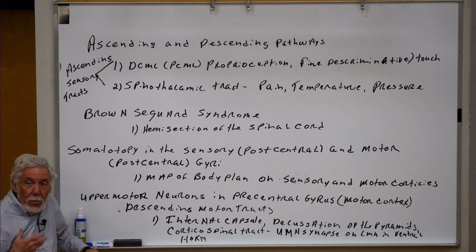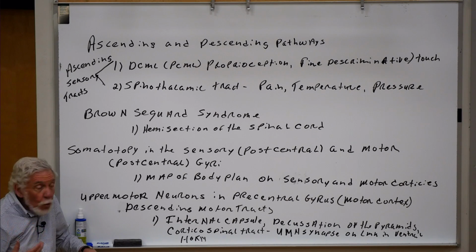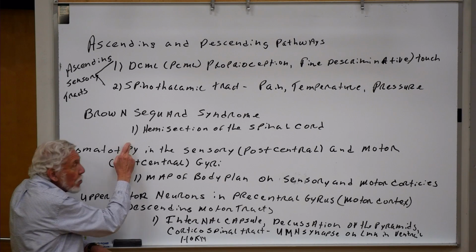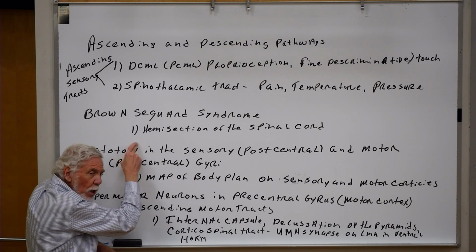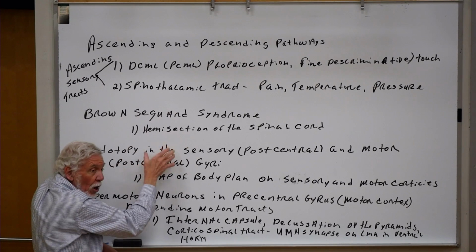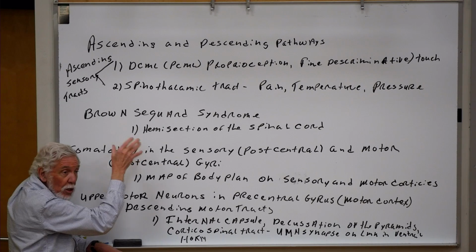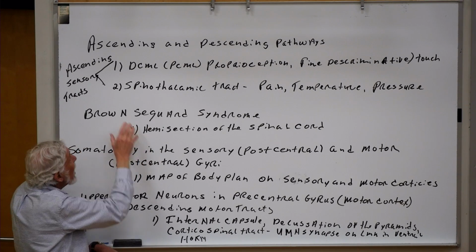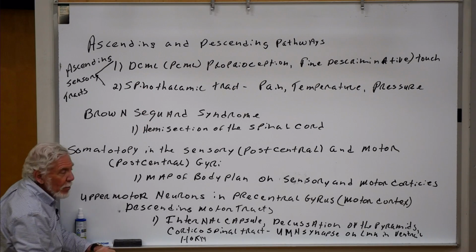The reason we talk about Brown-Séquard syndrome is that Brown-Séquard syndrome is this unfortunate event when the spinal cord is cut right to the midline, a so-called hemisection. And I want to walk you through this, because if you understand Brown-Séquard and you understand what information gets through and what information is blocked, then you really understand these two functional pathways, the DCML and the spinothalamic tract.